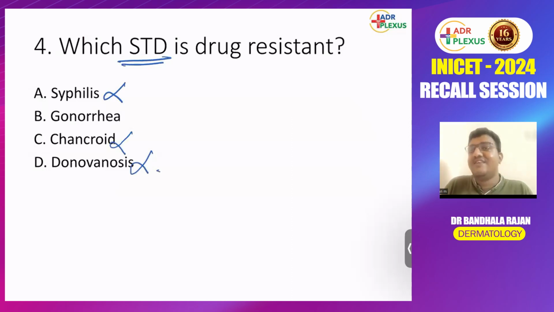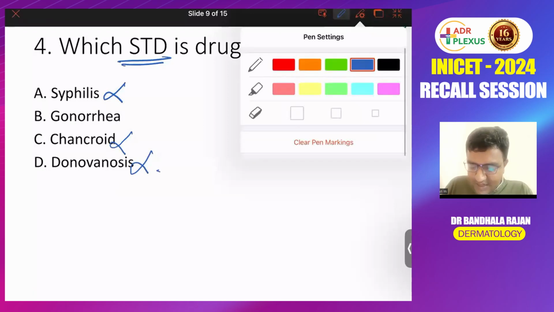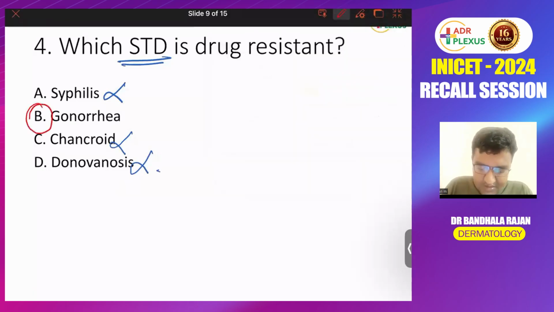In STD, if they ask about drug resistance, even if they ask you at midnight, the answer should come as gonorrhea, because gonorrhea is known to have drug resistance. That's why there is a long list of drugs for gonorrhea. So gonorrhea is the one which is known to show drug resistance.